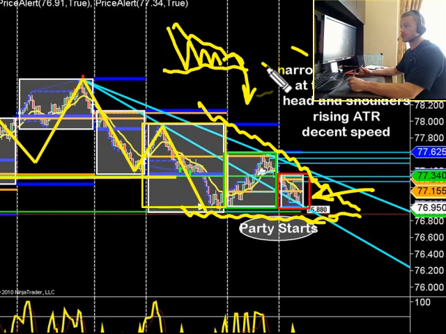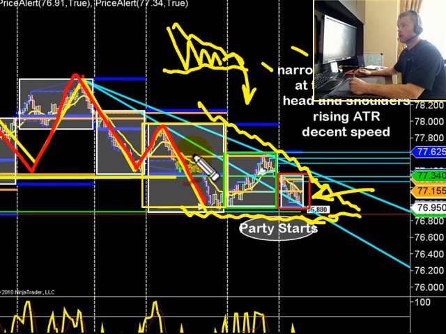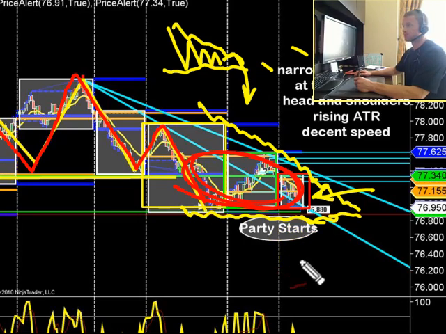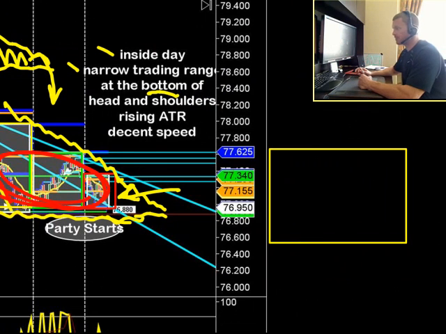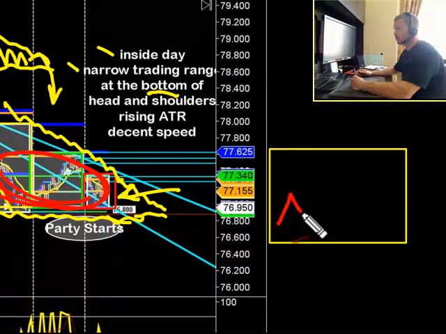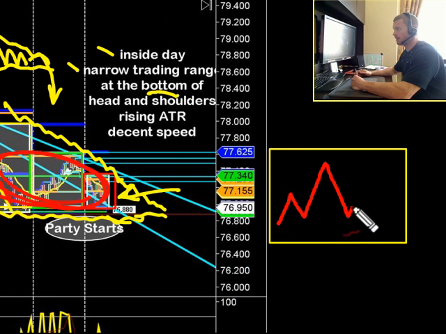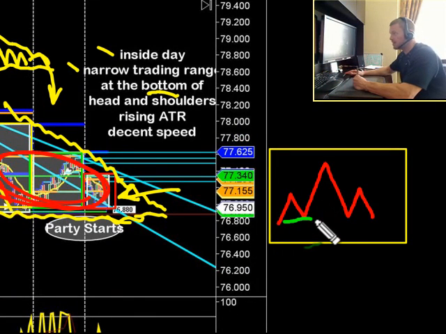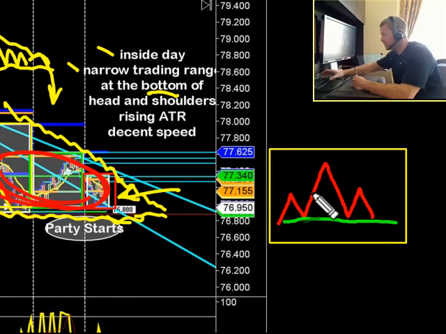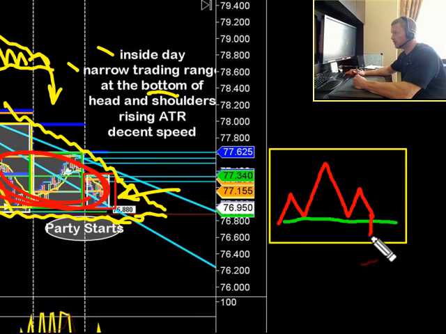Very narrow trading range. And as you guys can see, I'm at the bottom of our head and shoulders pattern, the head and shoulders pattern we talked about yesterday. We are right here now chopping around at the lows of that head and shoulders. Here's what typically happens on a head and shoulders pattern. There's your shoulder, there's your head, there's your shoulder. When we break the neckline, that's going to be your trigger to get short.